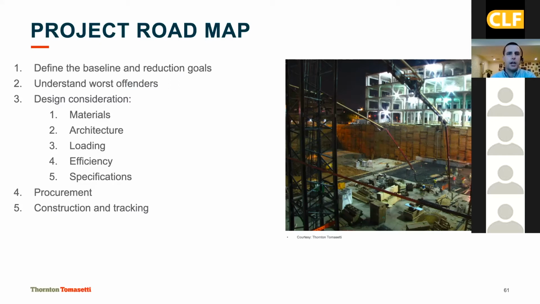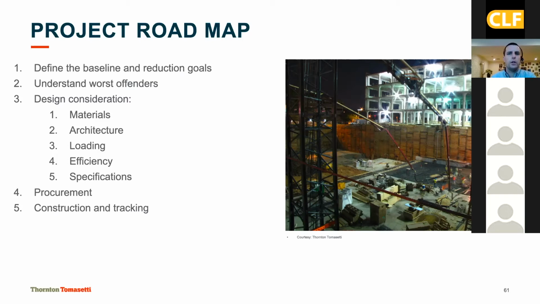And then during design, I'll walk through some of these, but look at the materials, right? You can't compare apples and oranges. So you have to look at more of a life cycle assessment for: is the whole building concrete? Is it steel? Is it part steel, part concrete? Is it part steel, part timber? Is it all timber? And look at the drivers overall. What about the architecture? What about the grid? What about floor repetitiveness? What about the loads imposed? And then the efficiency of the structure, and then into the specifications.